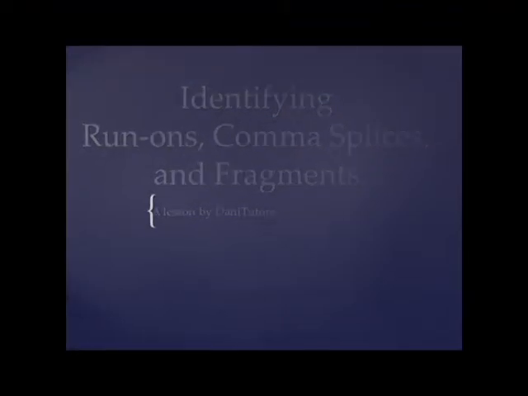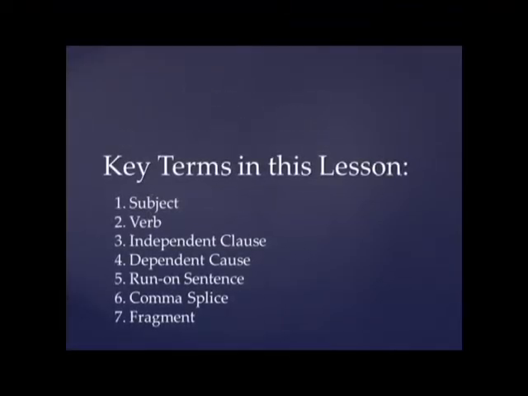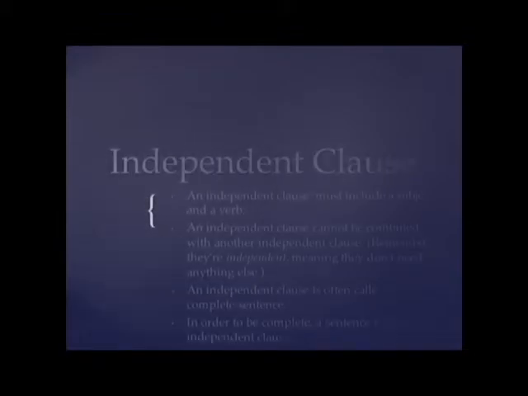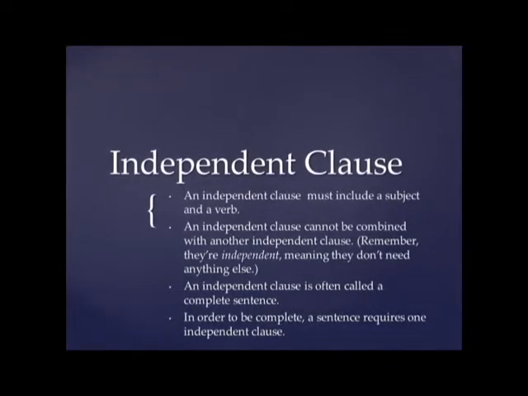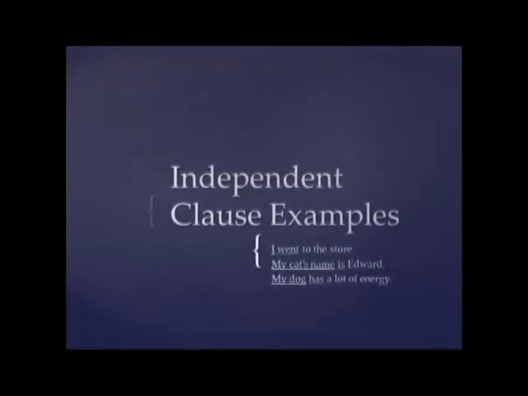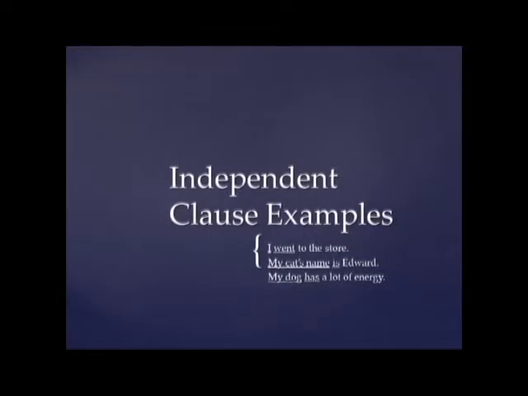These are the key terms I'll be working with in this lesson. Please review them before we get started. Let's start with the independent clause. Often called a complete sentence, independent clauses can stand on their own because they contain a subject and verb pair. Each sentence must contain one and only one independent clause to be complete. In these examples of independent clauses, I've underlined the subjects and dotted underlined the verbs.